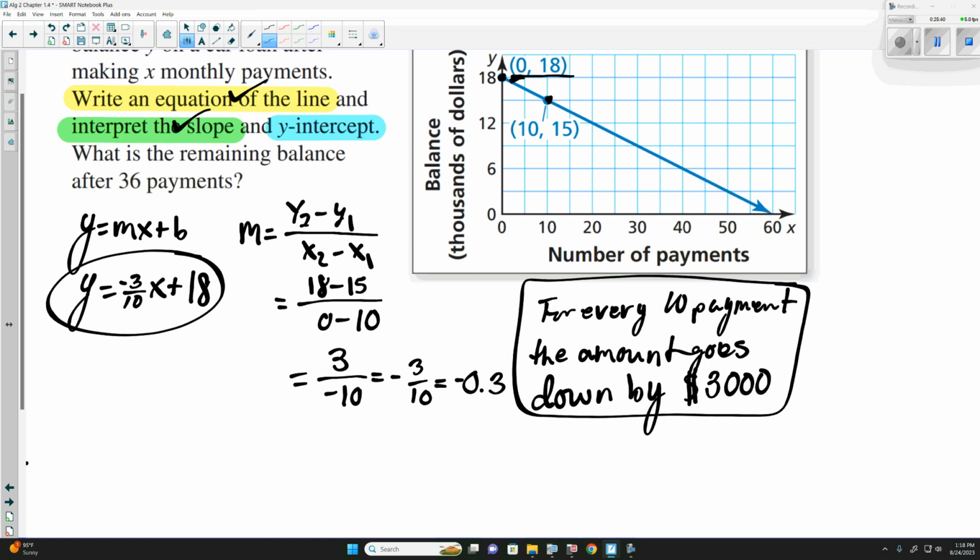Well, 0 is the number of payments. If I have 0 payments, have we paid anything on it? So what does the 18 tell us? How much the car is, how much the original cost. Yeah, we could say the original cost of the car, or we could say the starting amount of the car. This is how much the car was worth.